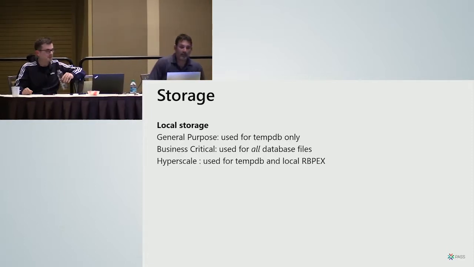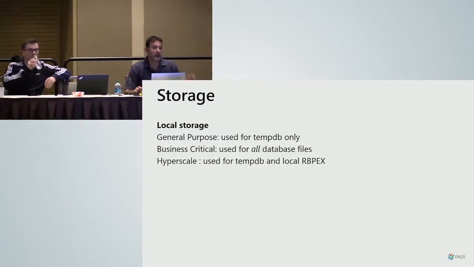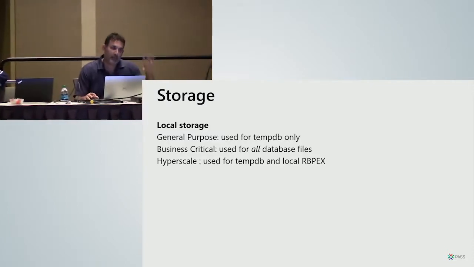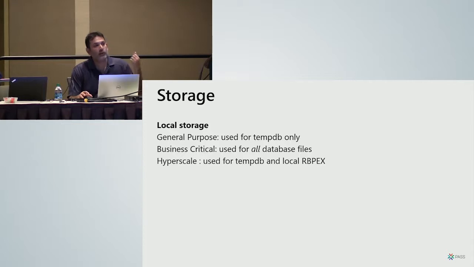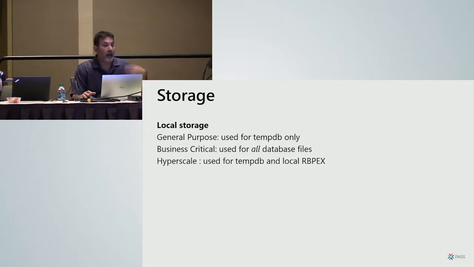So storage. You have local storage on certain SKUs. So in the general purpose deployment model, local storage is used for TempDB only. On business critical, it's used for all the files. On hyperscale, on the other hand, it's used for TempDB and this layer called RBPEX, or resilient buffer pool extension, which is a caching layer. Yes?